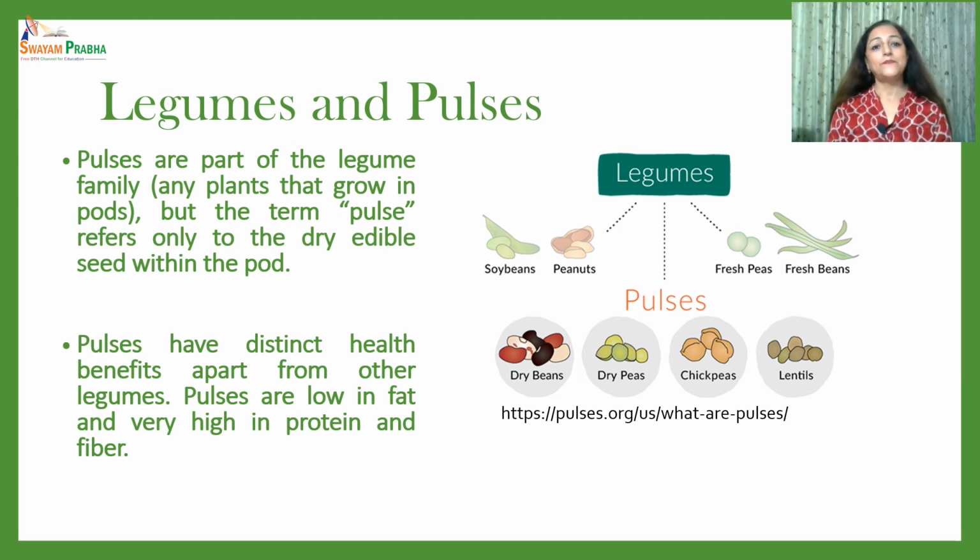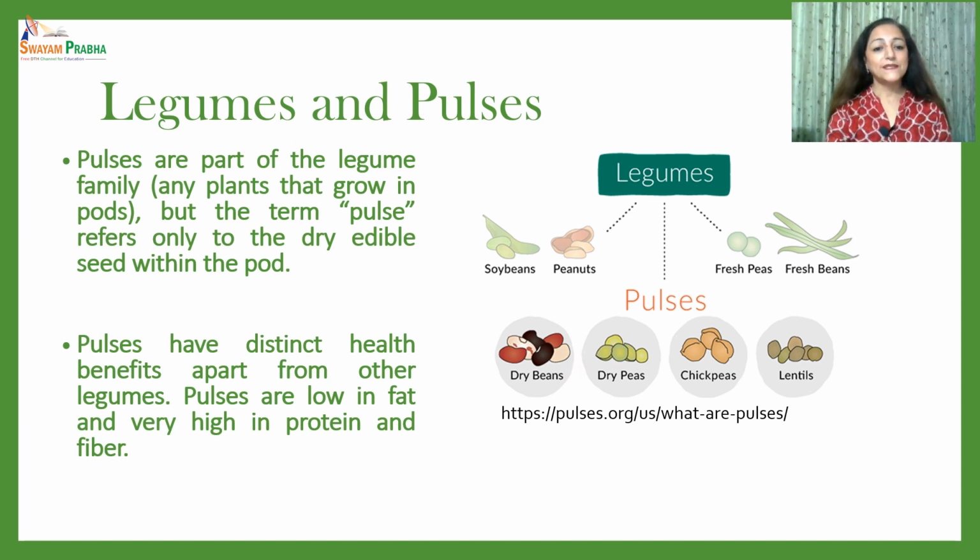Pulses are part of the legume family. Any plant that grows in pods is a legume, but the term pulse refers to only the dry edible seed within that pod. For example, we have dry beans, dry peas, chickpeas or lentils, which will be included in this category. Whereas soybean, peanuts, fresh peas or fresh beans are all part of the legume family, and pulses are a part of legumes which grow in the pod.